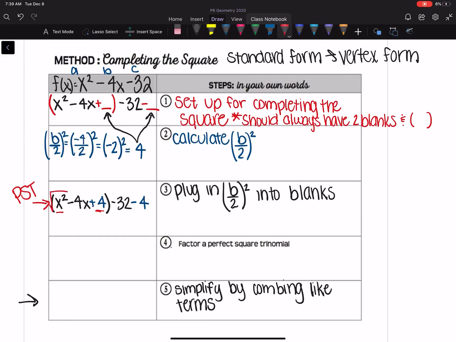So I'm going to take the square root of both of those values. The square root of x squared is x. I've got a minus 4x, so I'm going to have a minus sign in my factored form. And then the square root of 4 is 2. And I'm going to square it. So all I did in this step was factor that perfect square trinomial to x minus 2 squared. And then all I'm going to do is carry down those constants that we have on the outside.